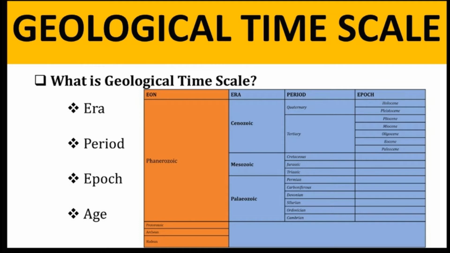When we see this terminology of eon, era, period, and epoch, eons are the largest, then eras are smaller than eons, then periods are smaller than eras, and epochs are smaller than periods. So these are the terms on the basis of time interval, and they are generally used in the geological time scale.